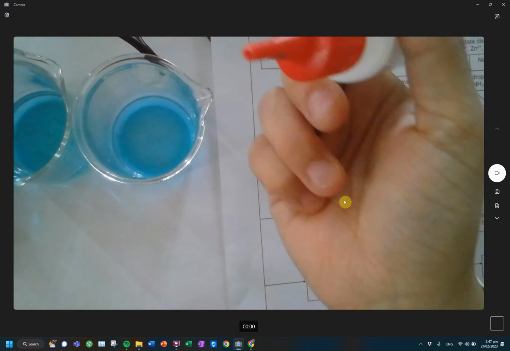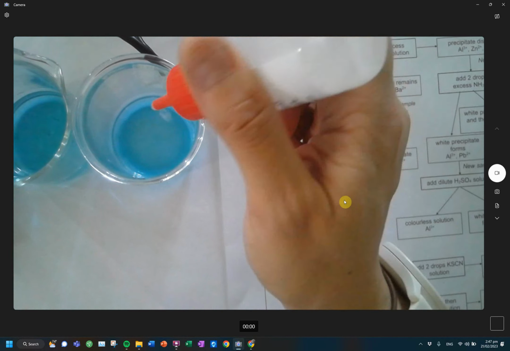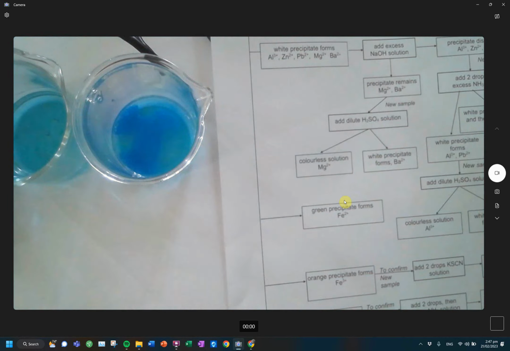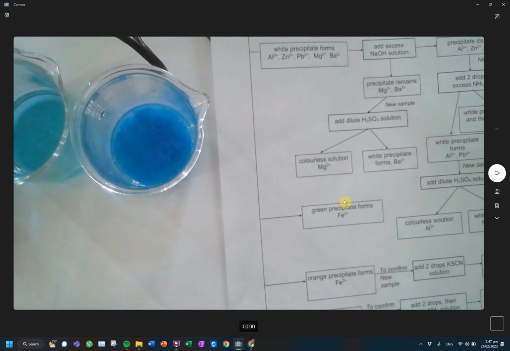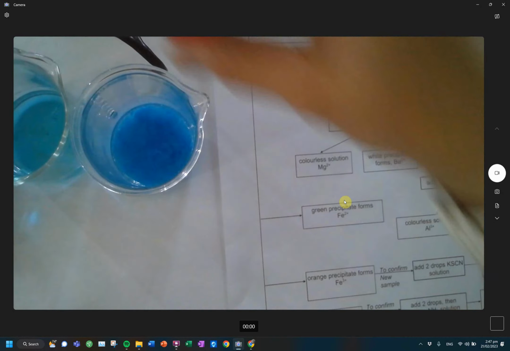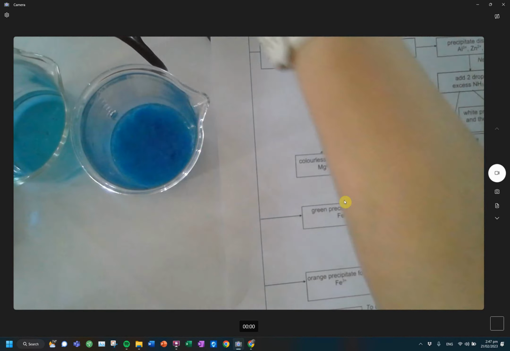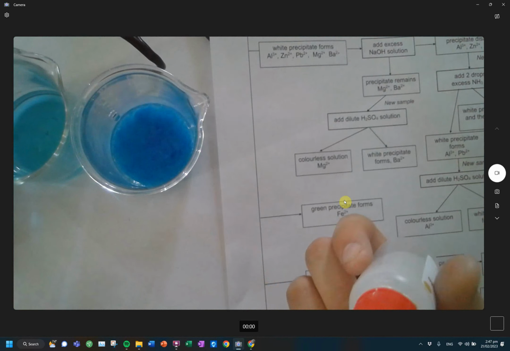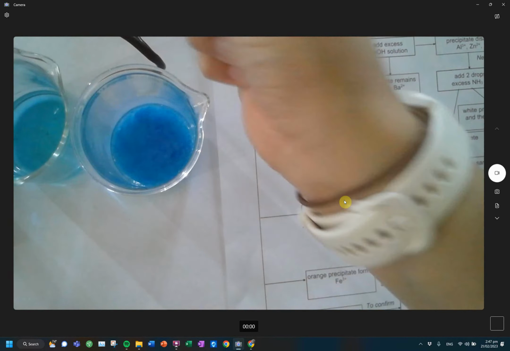So if I add it to this one here, we see we have a precipitate, which was my copper sulfate. This one here was my Powerade. Let's confirm that Ms. Garlic did not just poison herself.